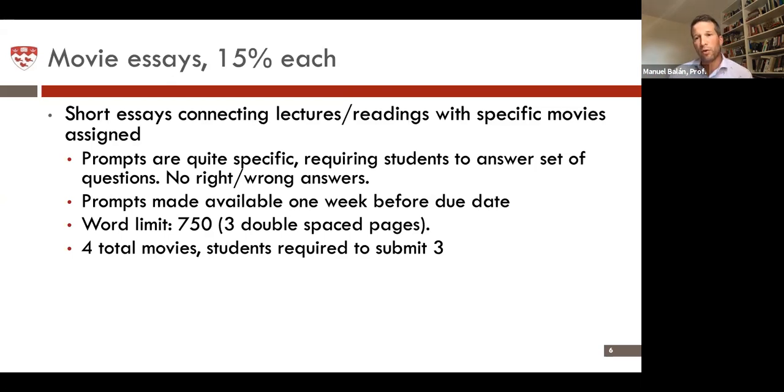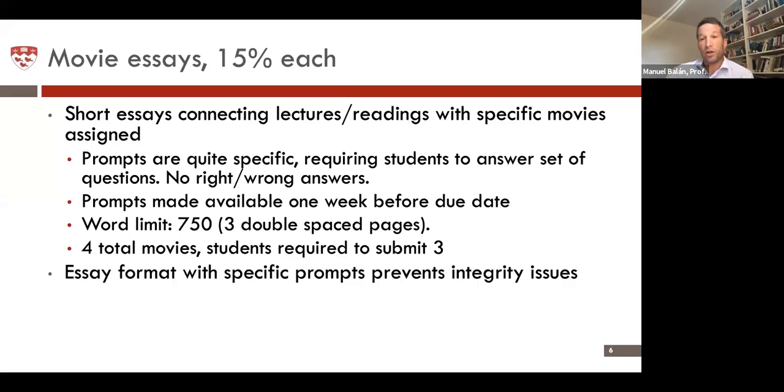To create more flexibility, I'm assigning 4 movies, but I'm asking them to submit essays for 3 of these movies, so they can choose 1 of those essays to skip. I do not allow them to write all 4 essays for grading purposes, right?